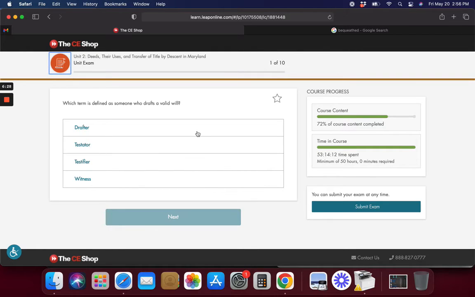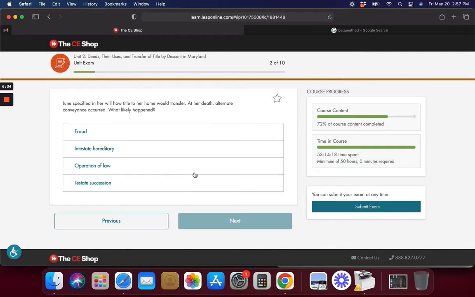All right, what term is defined as someone who drafts a valid will? It's a testator. Okay, June specified in her will how title to her home would transfer at her death. Alternate conveyance occurred. What likely happened? Maybe this or this. Maybe this one.